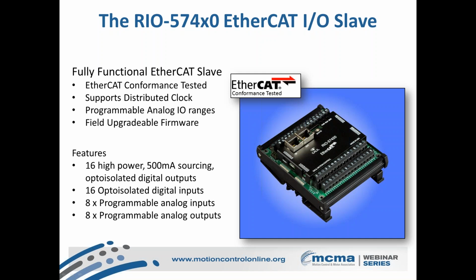Tracking down firmware for different vendors' hardware can sometimes be difficult, but we really do try to make it as easy as possible to track down. And every RIO comes with 16 high-powered 500 milliamp sourcing outputs, 16 digital inputs, and there's an option for 8 analog inputs and outputs.